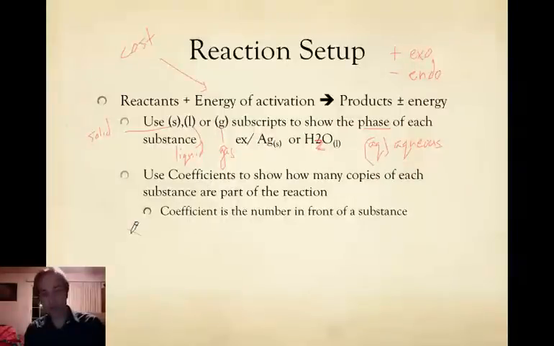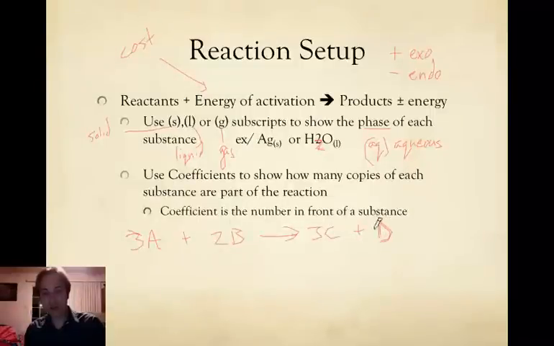Let me give an example. So if we go back to the whole A plus B, etc. Okay, let's say that we have 3A plus 2B produces, let's say 3C and 1D. Notice I did not put a 1 here. That's because just by writing D, we're saying that there's at least 1. So we don't actually have to put a 1 in front of it. Okay, it's the only coefficient that we do not have to write.